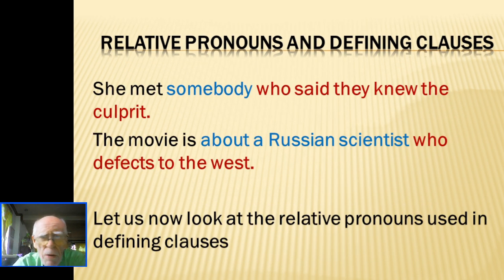She met somebody who said they knew the culprit, so the relative clause is relating to the direct object. The movie is about a Russian scientist who defects to the West, so again this relative clause is relating to the object. Let us now look at the relative pronouns used in defining clauses.